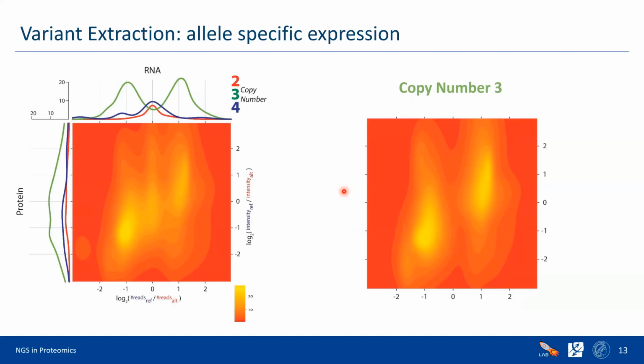This is pretty messy, but let's look at copy number 3. We're just taking the variants coming from the chromosome positions with copy number 3, and we see some diagonal. And this is pretty much what we expect to see. We see one mode at -1, and we see another mode at 1. That basically means that here we have a 1 to 2 reference to alternative ratio, and here we have a 2 to 1 reference to alternative ratio.